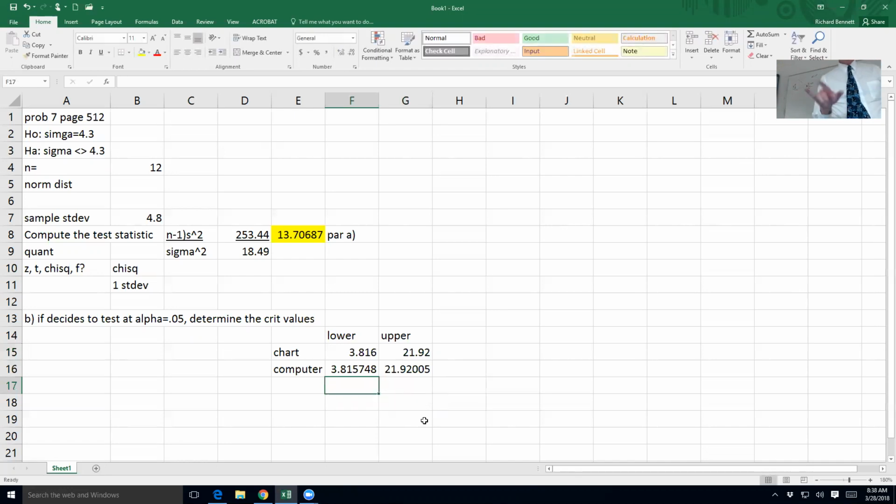All right. So depending on that, that's answer B. Answer C: draw the chi-square distribution and depict the critical regions. We've already done that. That should have been part A, not part C. Okay. What were they thinking?